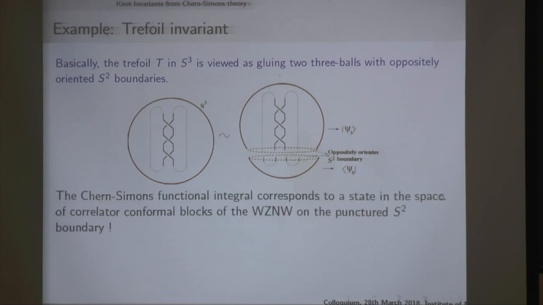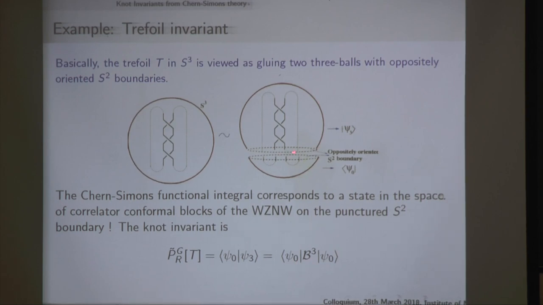And to write the functional integral of such a Wilson loop expectation value, you can write it as a number which will be nothing but the inner product of psi 0 with psi 3. And this can be rewritten as if there is a monodromy braiding operation which exchanges those punctures, which I call b to the power of 3, acting on psi 0.